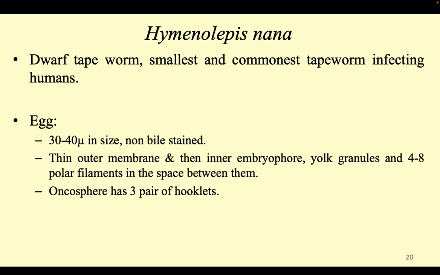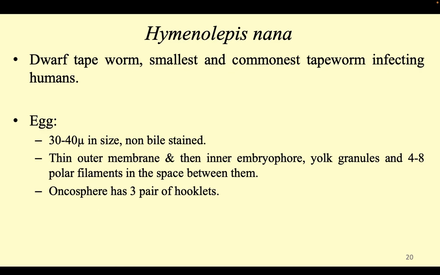Last is Hymenolepis nana, which is also known as dwarf tapeworm. We have already discussed that it is the smallest tapeworm infecting humans, and it also happens to be the commonest tapeworm infecting us. Eggs are non-bile stained. Till now, all the eggs that we had studied were bile stained. This is the first egg in cestodes which is not bile stained. It is 30 to 40 micron in size.